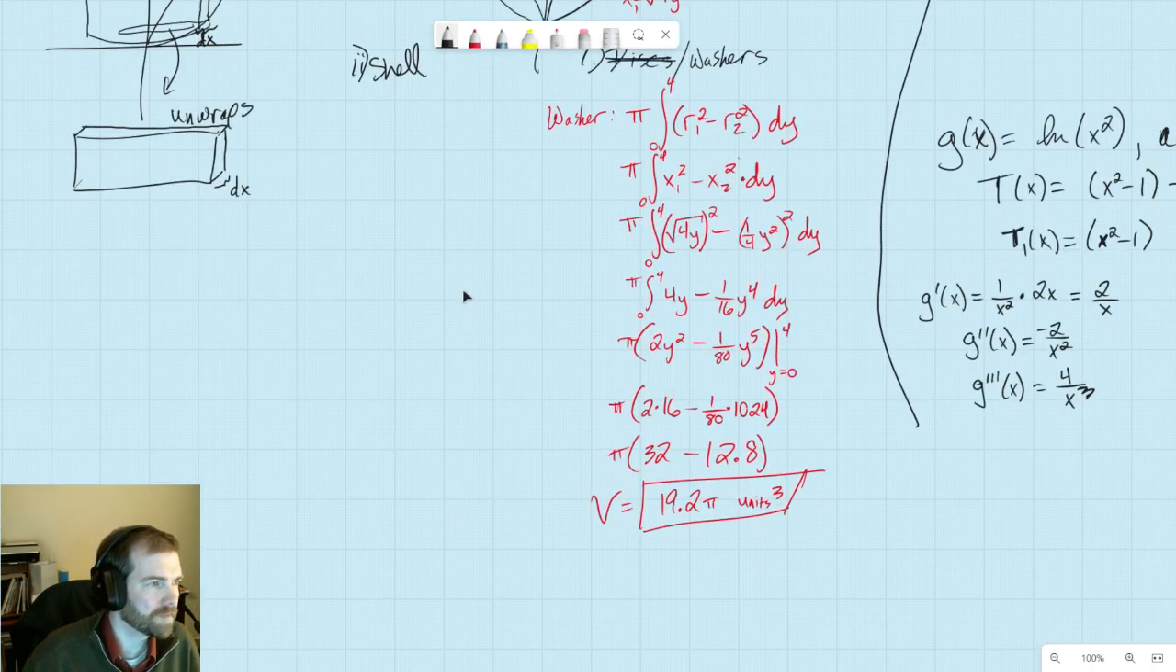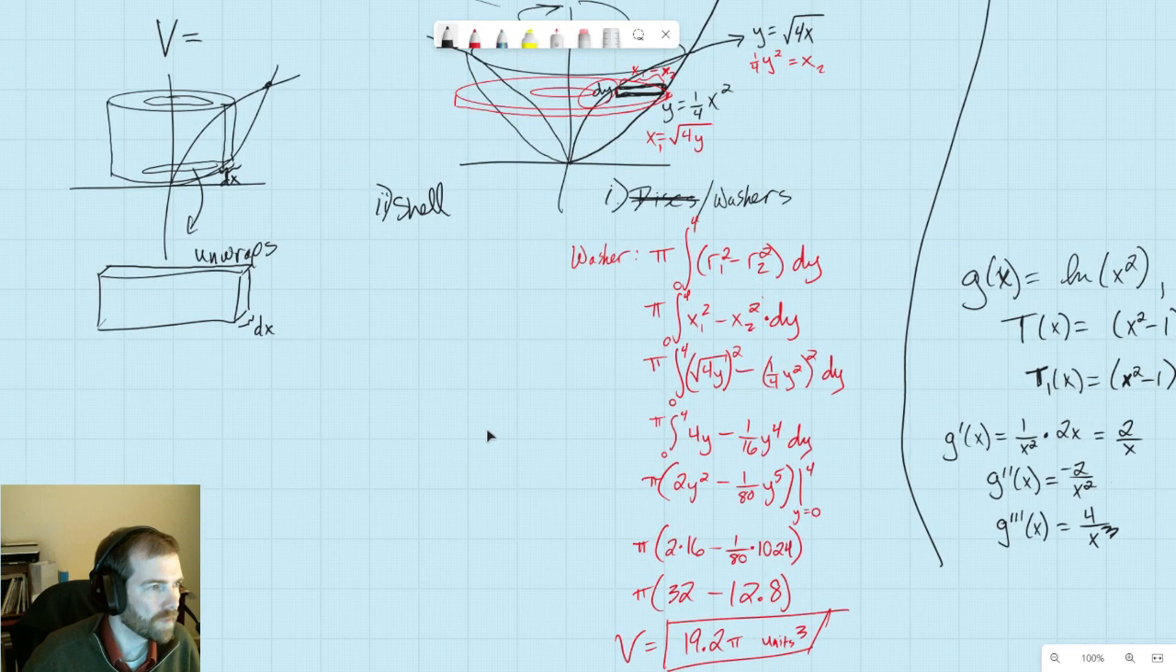Okay, so our width, or depth, of this particular unwrapped rectangular prism is going to be dx.